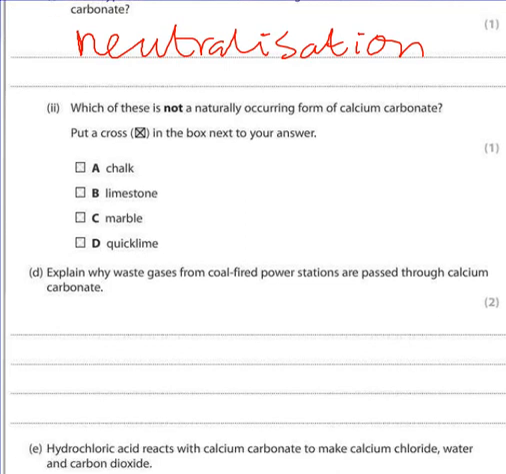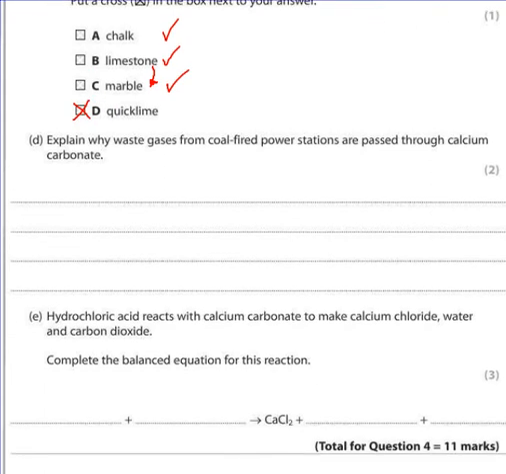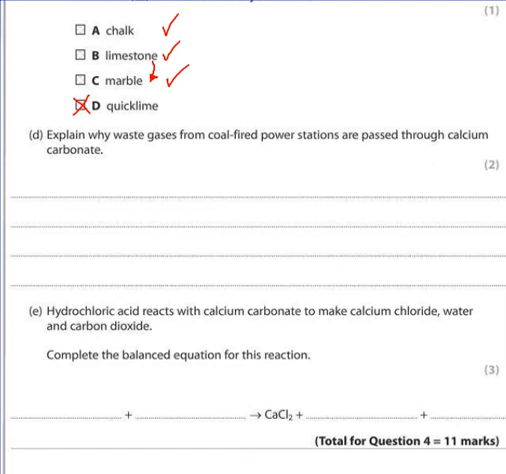3 of these are made of calcium carbonate. Limestone is calcium carbonate. Marble is a metamorphic rock, which means it's changed from limestone into that, but it's still the same formula, calcium carbonate. And chalk is another form of calcium carbonate. So the one that's not calcium carbonate is quicklime. We get that from heating limestone and removing the carbon dioxide.